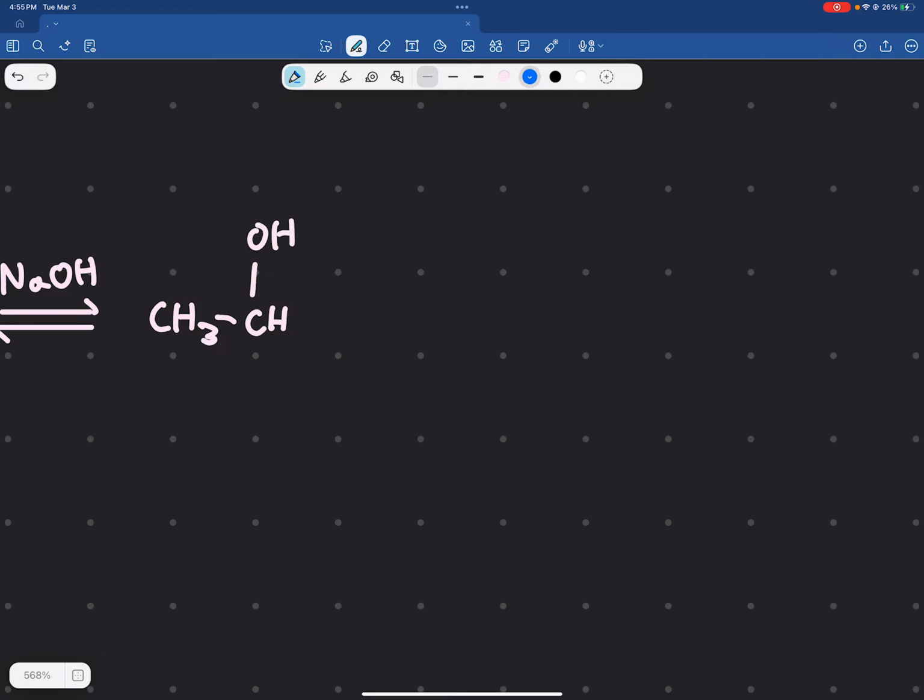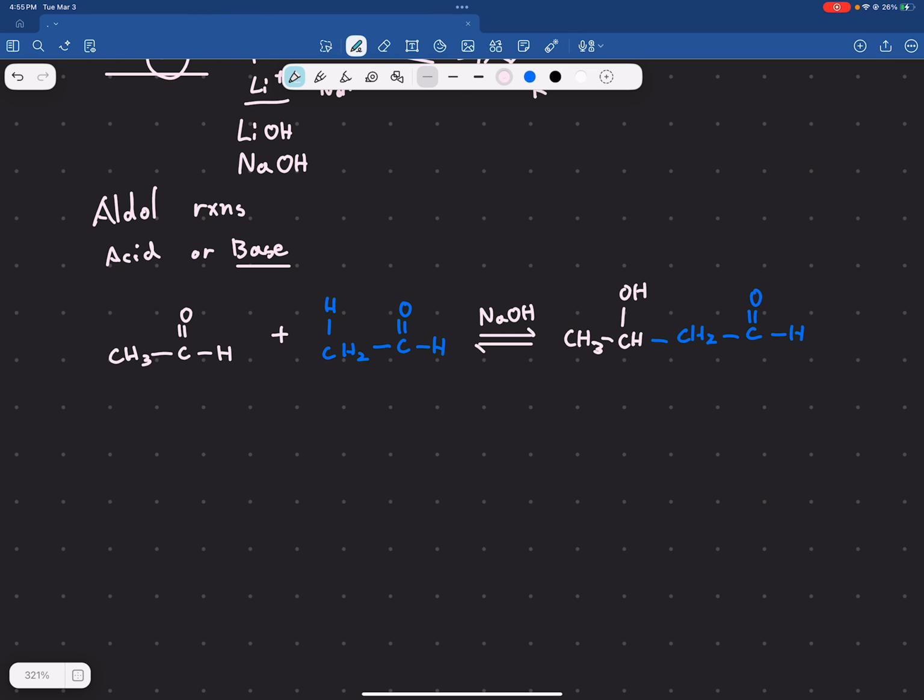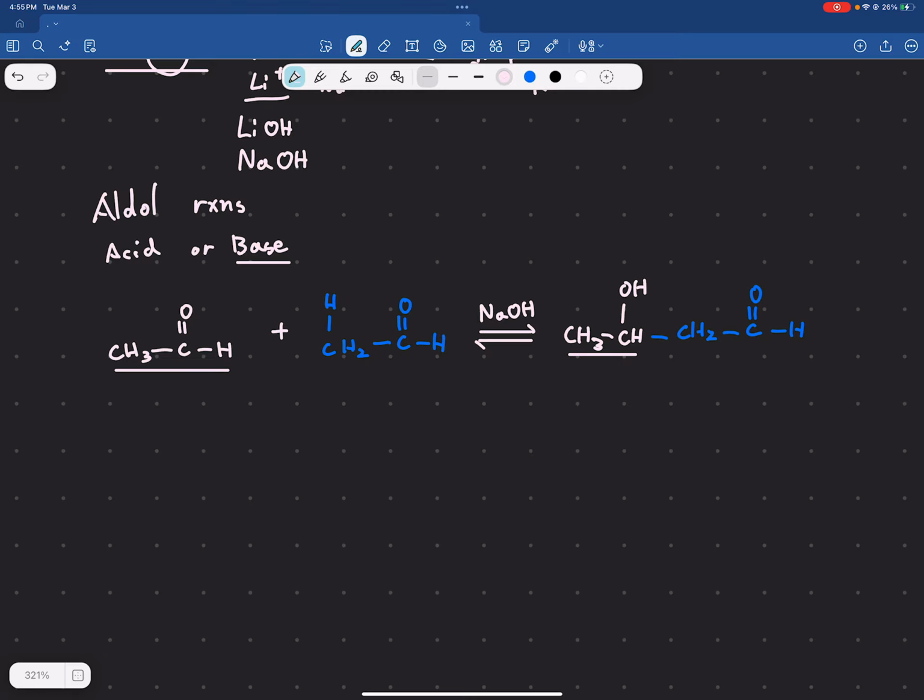OH attached to COH. So you can see which two parts added together. The pink part came from the first compound, and the blue part came from the second compound.